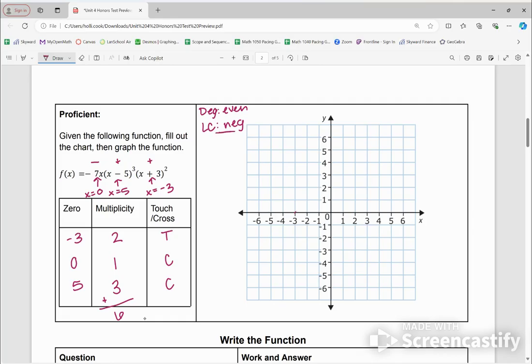So let's plot our zeros, -3, 0, and 5. Okay, and then we're going to draw our end behavior. So both sides should be going down. Okay, and draw the rest of the graph at -3. We just want to touch, so I'm going to come back down and then cross through 0 and cross back through 5. Okay, and that's what your graph should look like on that one.